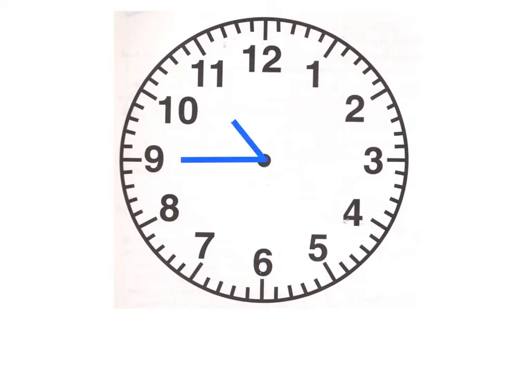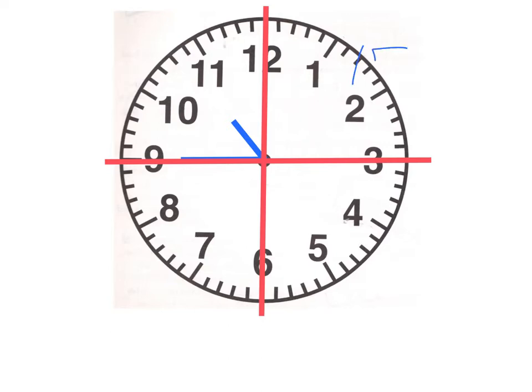What is another way to say 10:45? Remember, the clock can be broken up into quarters. Each quarter is 15 minutes. So for 10:45, we can say 11:45. Because it is 15 minutes until 11 o'clock.